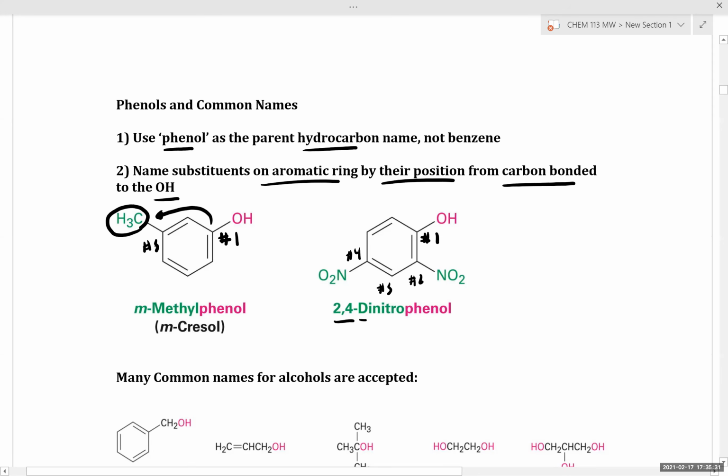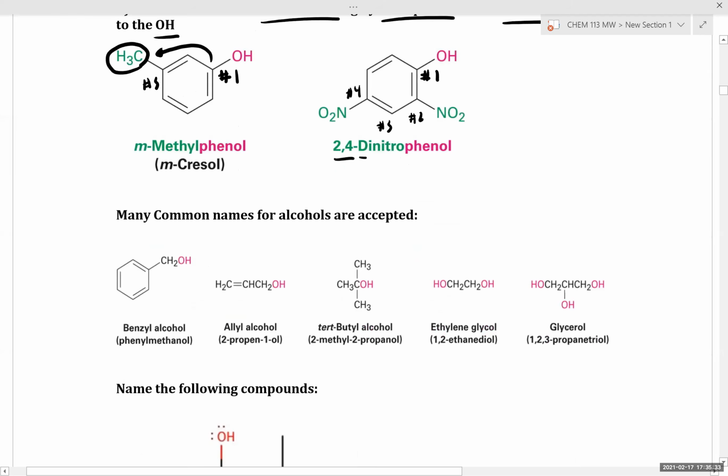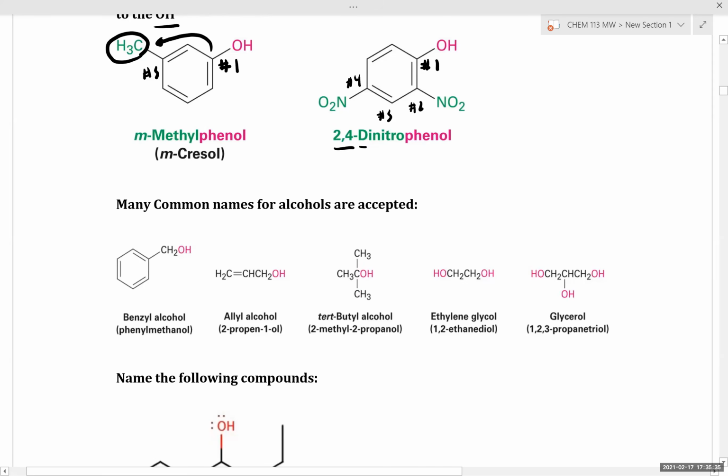Perfect. So there are many common names for alcohols. For example, this compound here is called benzyl alcohol rather than phenylmethanol. Allyl alcohol is used instead of 2-propen-1-ol. So there are many common names, and you can use the common name if it is explicitly noted in the book or notes.